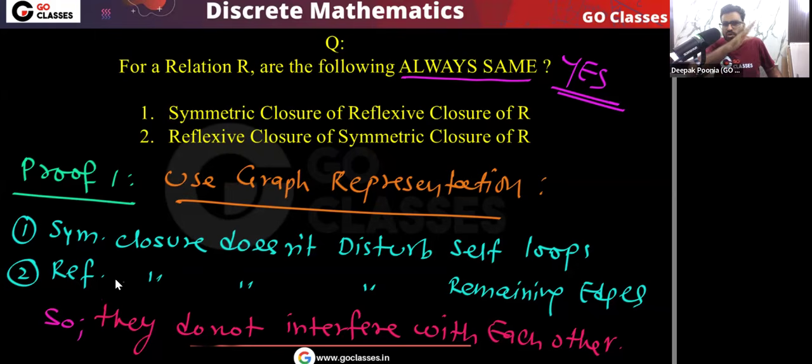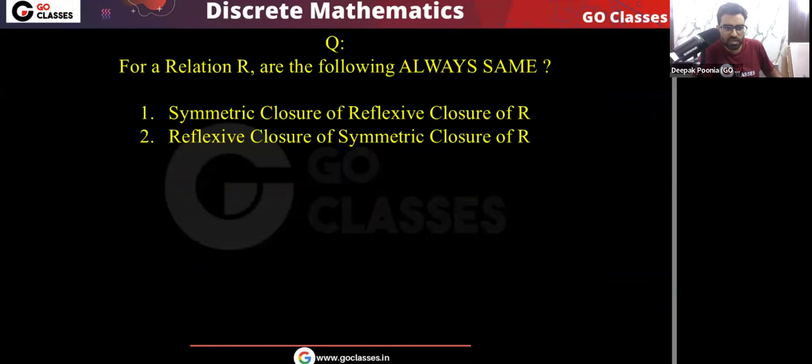The reflexive closure will only disturb the main diagonal. It will not disturb the remaining cells. Symmetric closure will not disturb the main diagonal. So they do not interfere with each other. Reflexive closure and symmetric closure are not interfering with each other, so you can do them in any order. I hope you understood. Let me give you another proof which I think you will find more interesting.